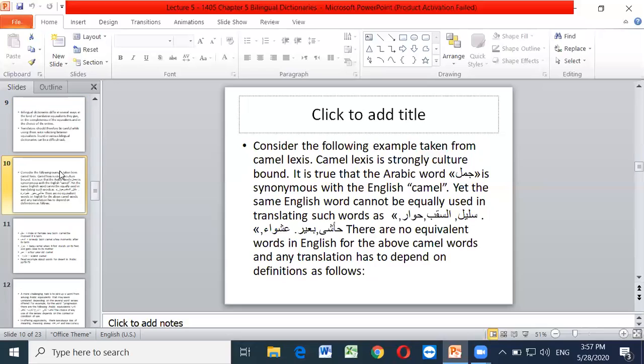Consider the following example taken from Camel Lexis or Camel Words. Camel Lexis is strongly culture bound. It is true that the Arabic word gamal is synonymous with the English word camel, yet translating such words as salil, al-saq, hiwar, hashi, ba'ir, ashwa, becomes difficult because there are no equivalent words in English for the above camel words, and any translation has to depend on the definition of the words themselves, as I will show you in the following slide.